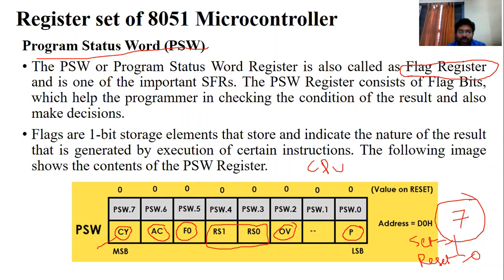You know the carry flag: whenever you add any two numbers, you get an extra bit that we call the carry flag. The auxiliary carry flag is used when performing BCD arithmetic operations, that is, addition or subtraction, where carry is forwarded from one group to another group. We call that the auxiliary carry. Please remember, in microprocessors and digital microcontrollers, whatever it may be, carry and borrow are equal.